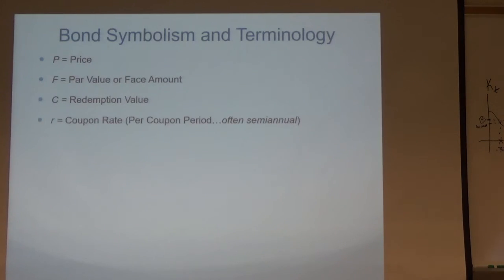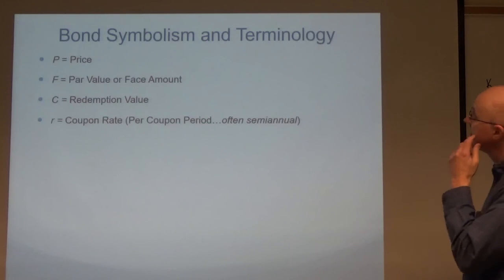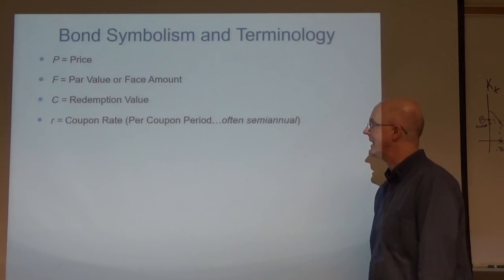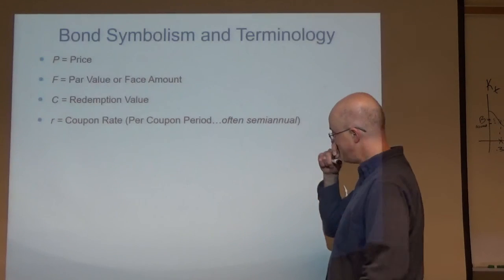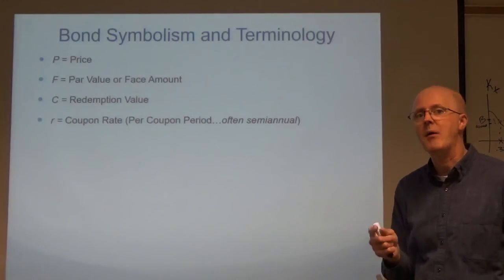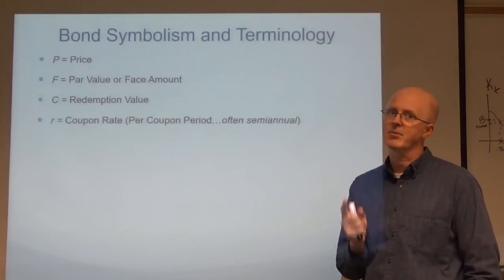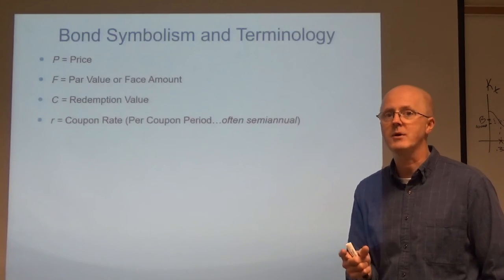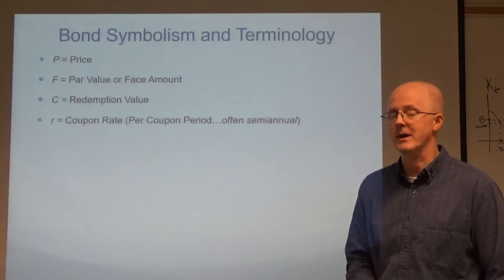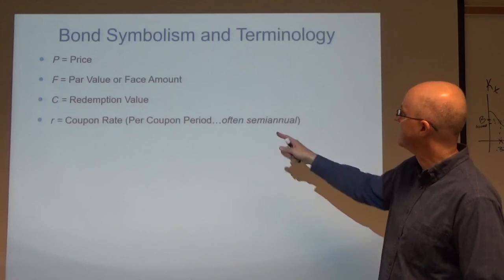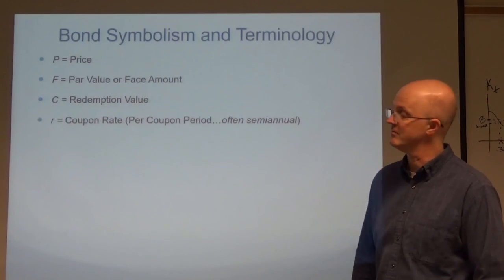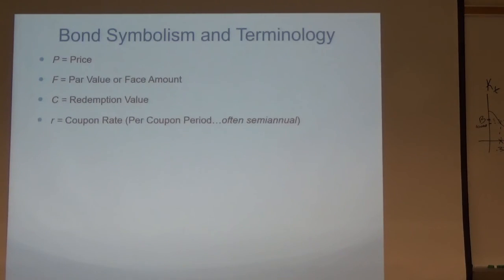R is the coupon rate per coupon period, standard. Often that's a semi-annual rate, an effective semi-annual rate. However, be careful, in problems, it's typically initially quoted as a nominal annual rate. To convert that to an effective semi-annual rate, you have to divide it by 2. Very common thing to happen in problems.